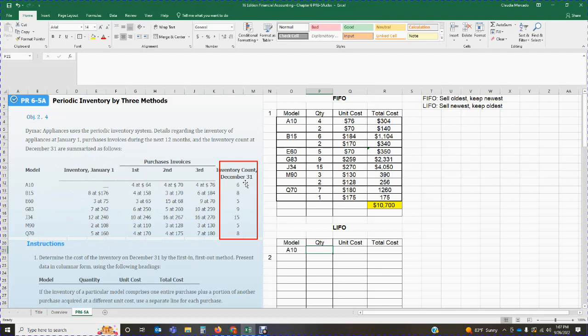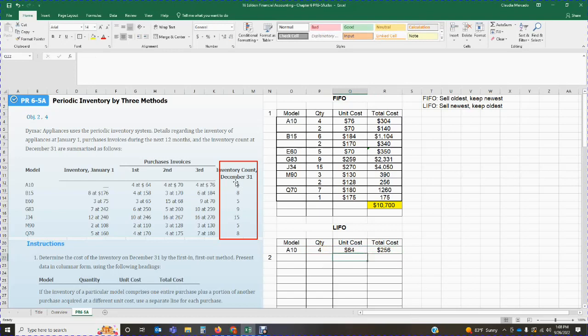Now, the problem says that we have 6 units. We did not have any beginning inventory. And then my first purchase was 4. Remember, we're keeping the oldest. So we're going to go in order now from beginning inventory, first, second, and third purchase. Because I am keeping the oldest, the oldest is from that first purchase. We have 4 at 64. That's going to give me $256.